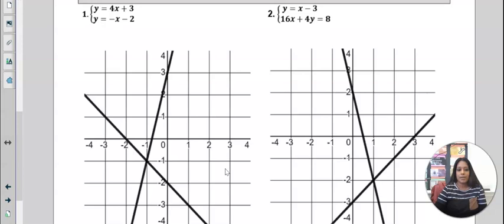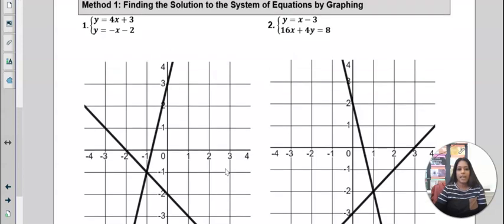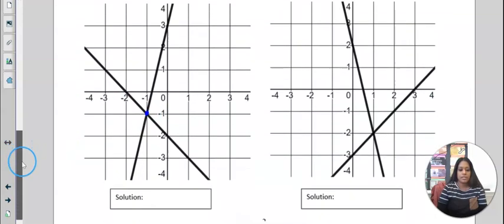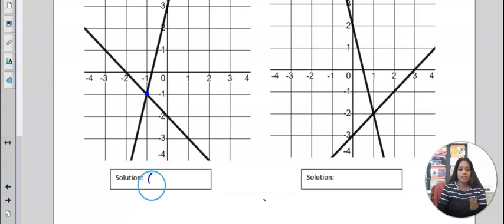So the first example I wanted to go over was to see how to find the solution to a system of equations by graphing. Here I have two equations and it's already graphed. The solution for a system of equations is where they cross each other. Let me put a point right here. The solution would be, and you have to give two numbers, the x coordinate, which is -1, and the y coordinate, which is also -1. So that's the solution right there.